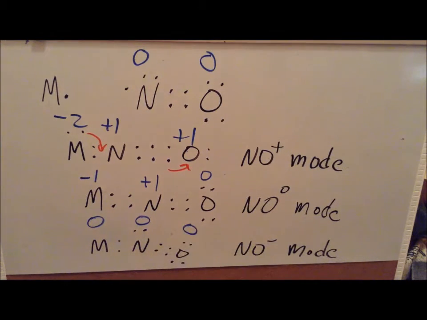Now, one of the interesting features of this, which is not obvious from Lewis dot theory, but which we get from the valence shell electron pair repulsion theory, otherwise known as the VSEPR theory, is that now that we have a lone pair on nitrogen, nitrogen becomes effectively sp2 hybridized. So it becomes trigonal planar, and we get a bend. So whereas metal to nitrogen to oxygen, for the first two modes, they're linear. They're going to be in a straight line.